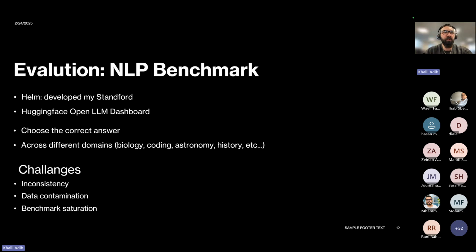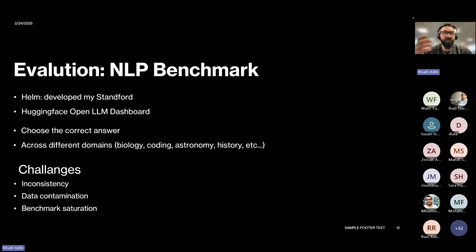Another one is Hugging Face. If you don't know, Hugging Face is an open-source repository where you can have access to a lot of open-source models. They created something called the Hugging Face Open LLM dashboards, where people can go and evaluate the output of LLMs based on how they think.